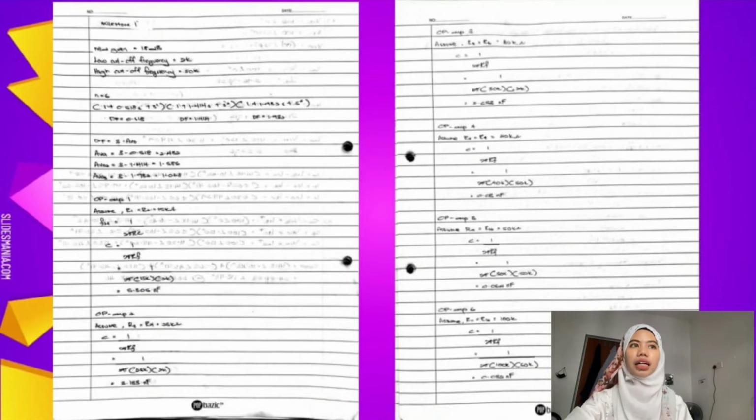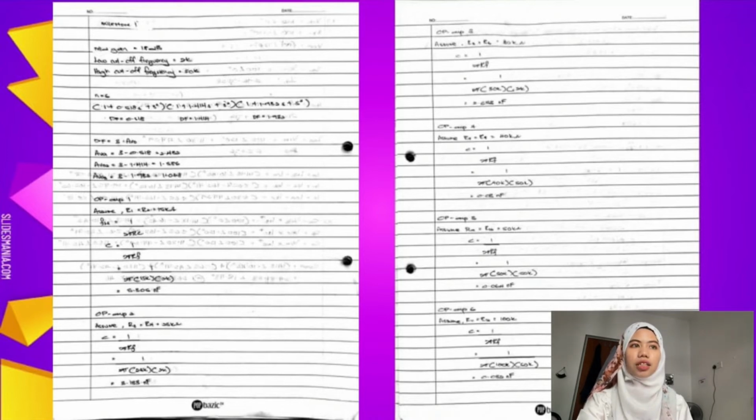Okay, for the manual calculation, we are given the mid gain 80 dB, the low cut-off frequency 2 kHz, and the high cut-off frequency 50 kHz. To find the value of capacitance, we use the formula for the cut-off frequency, which is 1 divided by 2 pi multiplied by R multiplied by C.